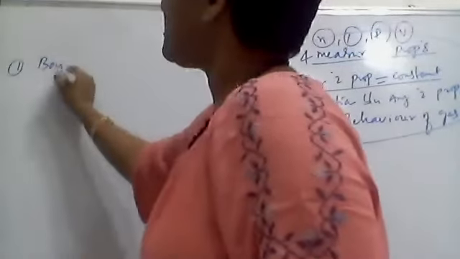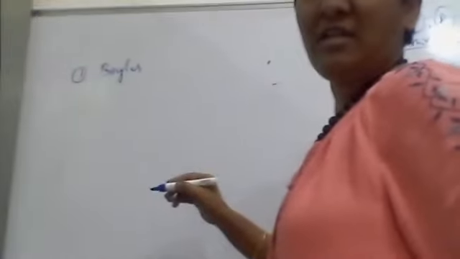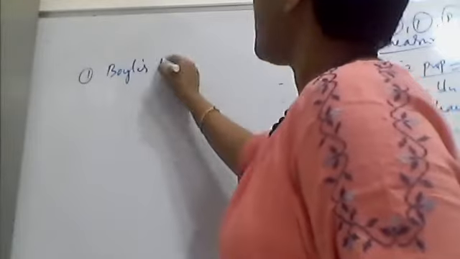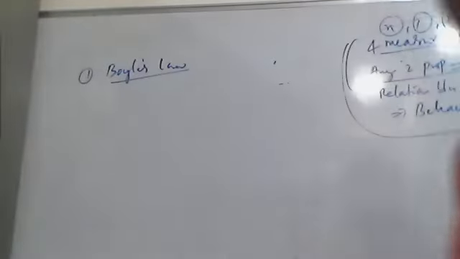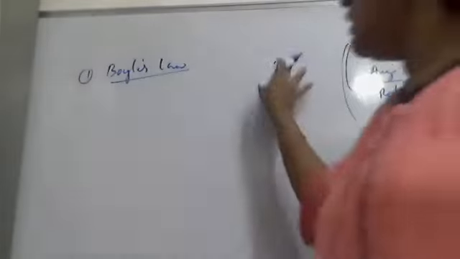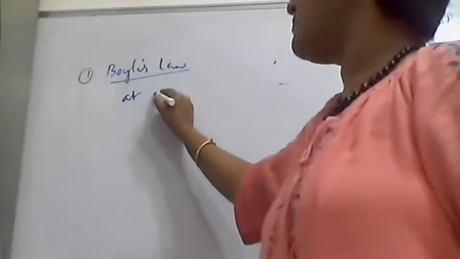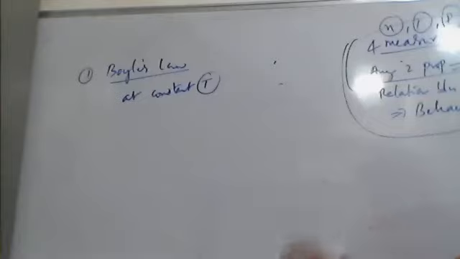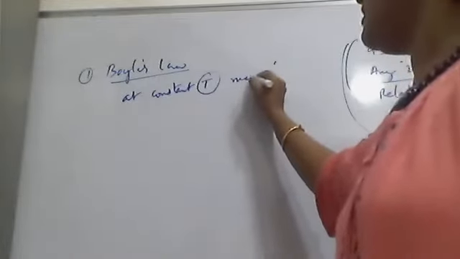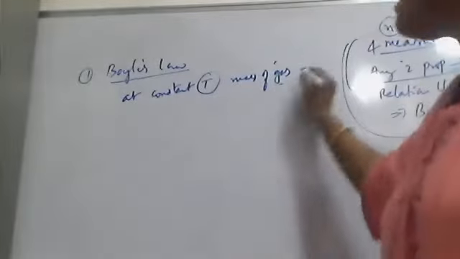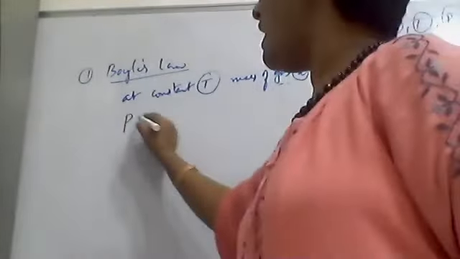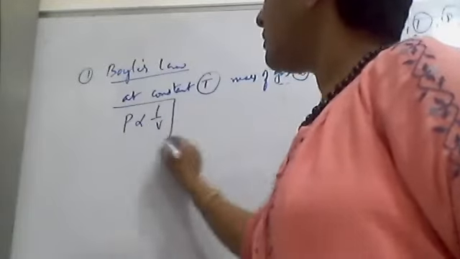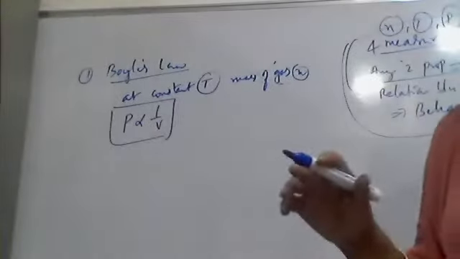The very first one is Boyle's law. It is proposed by Robert Boyle. All these are based on observations. At constant temperature, for a given mass of gas, meaning mass is also constant, the pressure and volume of the gas are inversely proportional to each other.